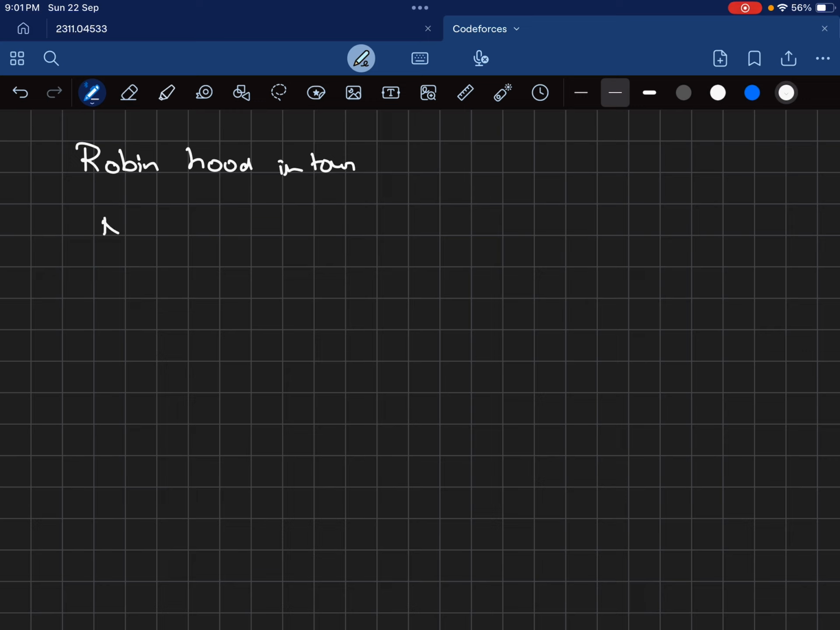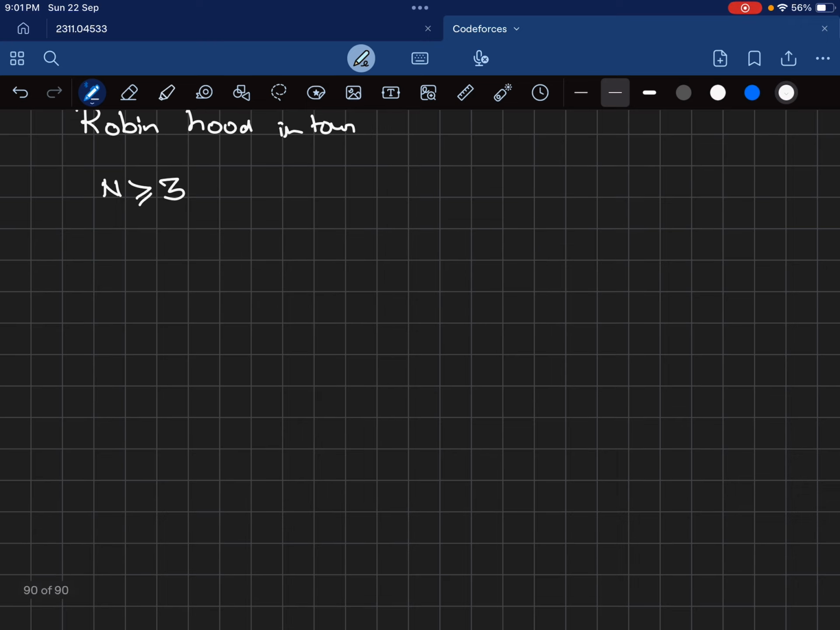But when n becomes greater than or equal to 3, I'll take an example. For example, n equals 5, and we have 1, 2, 3, 4, 5 as our people's wealth.